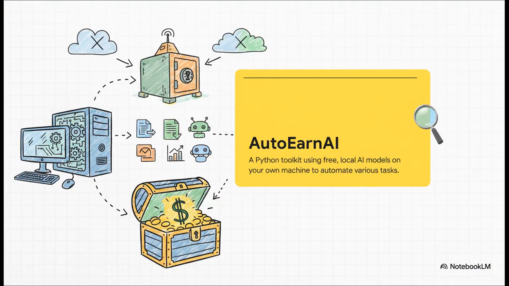So this is where the source material we're looking at introduces a different idea, a tool called Auto-Earn AI. The concept is actually really simple, but it's a game changer. Instead of renting a dozen different cloud tools, you own one single toolkit. It runs on your own computer, uses free, local AI models, and automates a whole bunch of tasks. It's all about shifting from renting to owning.